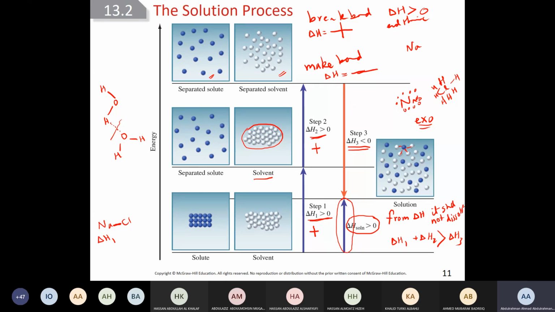Clear? Are you following me? Kind of, doctor. I couldn't completely understand. Now you're paying more energy. Delta H1 is positive, right? So you're paying energy. Delta H2 is positive. You're paying energy. Delta H3 is negative, and so you're gaining energy. So you put energy here, and you put energy here. Here you gain energy. But what's the total?